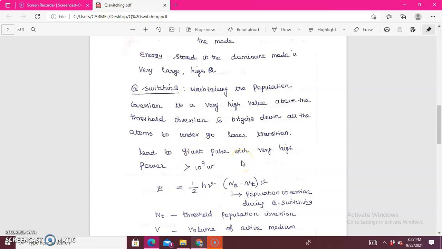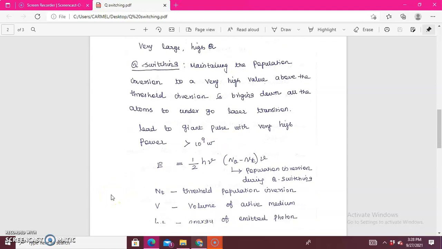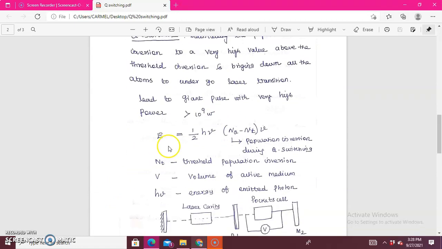The main focus of Q switching is creating a giant pulse on the order of 10^9 watts. The energy can be calculated through E = 1/2 hν (nq - nt) V. Here hν is the energy of the emitted photon, nq is the population inversion during Q switching, nt is the threshold population inversion, and V is the volume of the active medium.